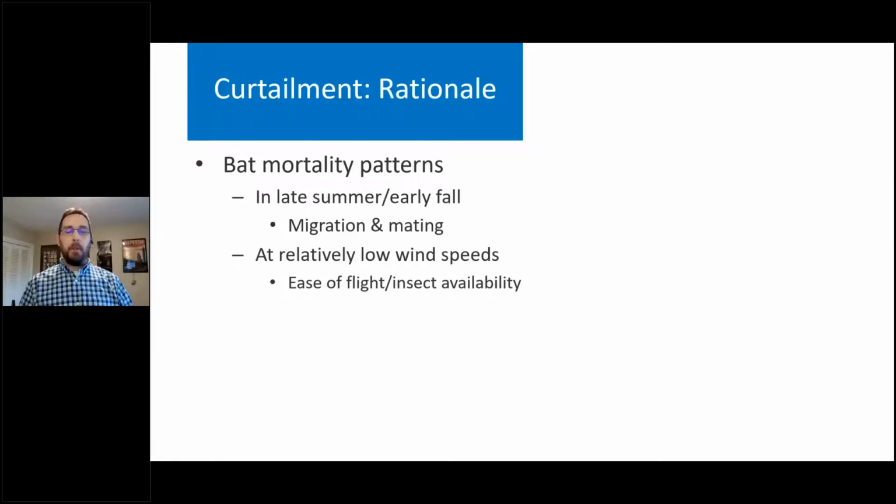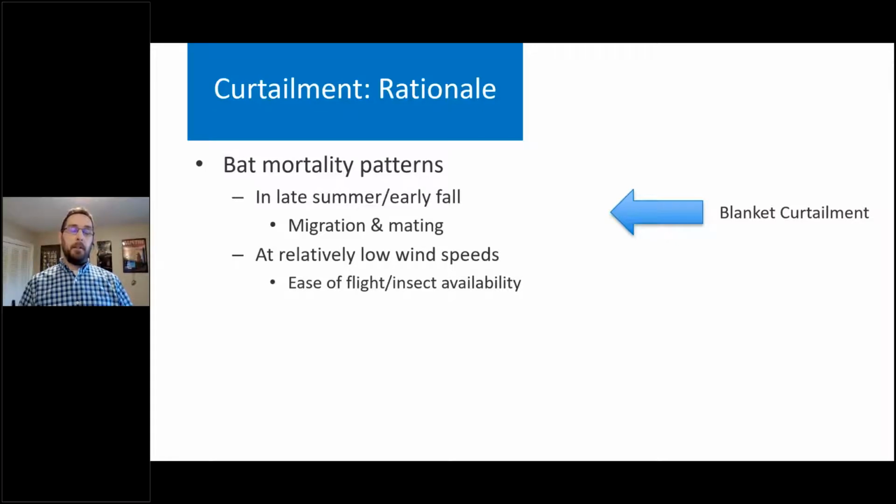And so if you were to set up a curtailment strategy based on the time and wind speed alone, this is referred to as blanket curtailment and has shown significant reductions in mortality. There is some variation, and some of this depends on the cut-in speed selected. But even within a cut-in speed, you can have somewhat varying results. But overall, we've definitely seen significant reductions in mortality.